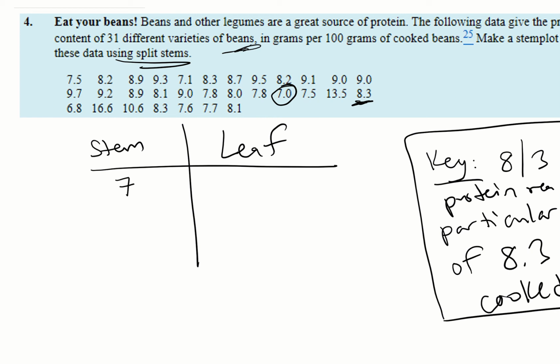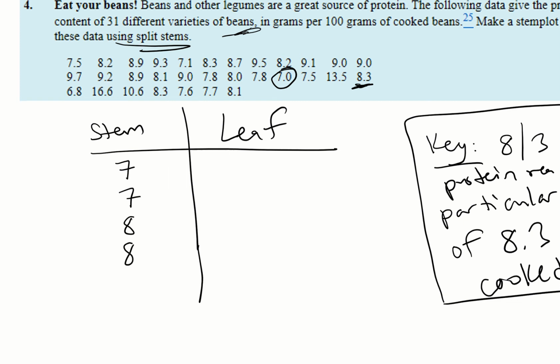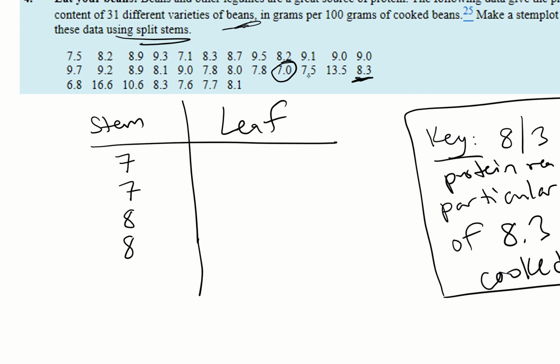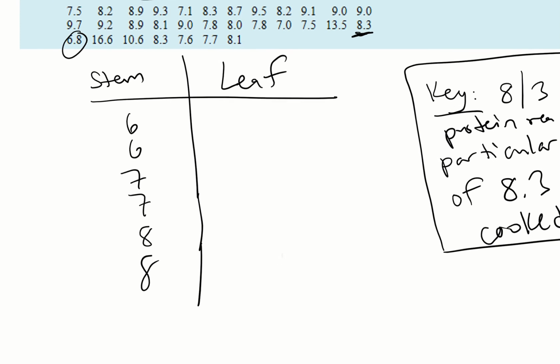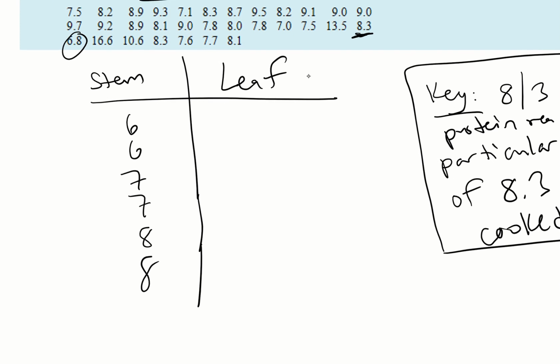So remember that when we split the stems, we basically have 2 of each stem. So we have a stem of 7, we have a stem of 8, so we have 2 of those. Oh, we do have a 6.8. I didn't realize that. So we do have 6s there, so let's include the 6s. And then we have here 9s. So for the stems, we have 10 all the way to 16, really.